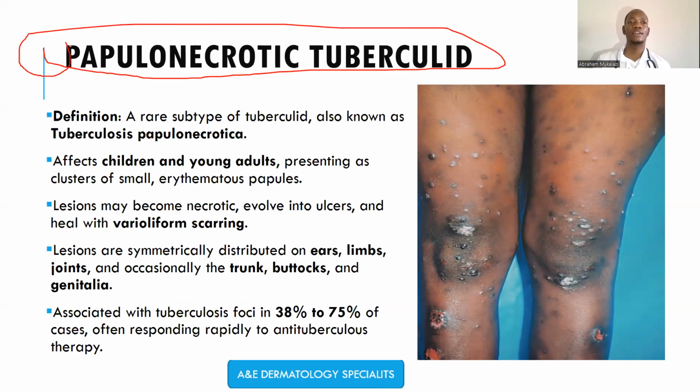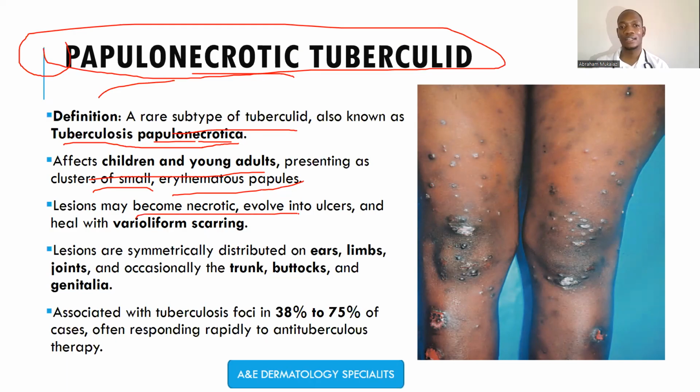So we have the second tuberculid, the one we call the papulonecrotic tuberculid. In this case, you have papules that have a necrotic center, and this is also a rare type of tuberculid, also called tuberculosis papulonecrotica. Just to recognize the word, this is the papule, and it has a necrotic center. That is a papulonecrotic lesion. This is also common in children and young adults.